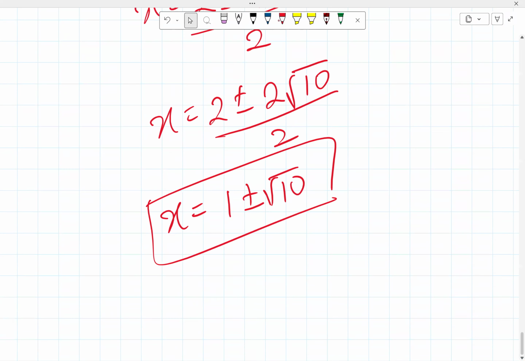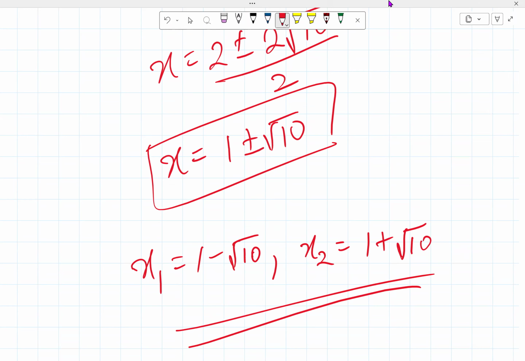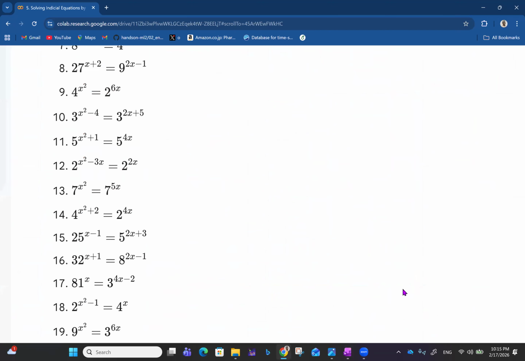That means we have two solutions. We can have x1 to be 1 minus root 10, and x2 can be 1 plus root 10. So that's what we get in that case. For the next one too, if I see another question, I can also take care of that. And so that's from 1 to 10.